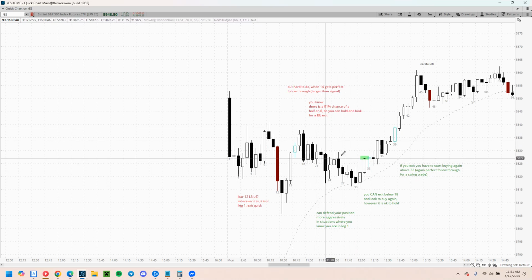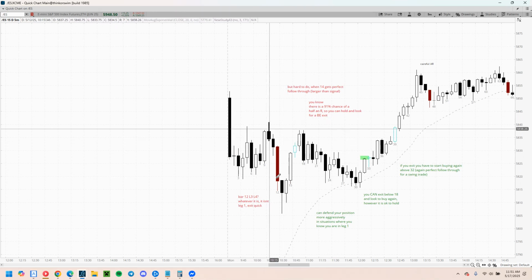This is another really important thing. If I'm trading in leg 4 and I get a swing trade against me with perfect follow through, I'm going to be pretty eager to get out. And a really easy way to simplify leg counting is, what leg is it not? Because people confuse themselves. They'll say, well, it might be leg 1, 2, 3, 4. Okay, it could be leg 5. It could be leg 4.